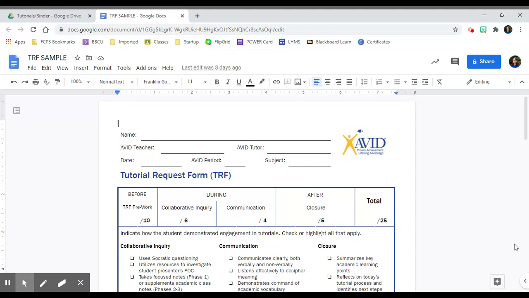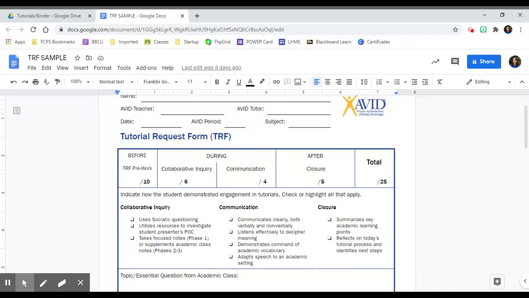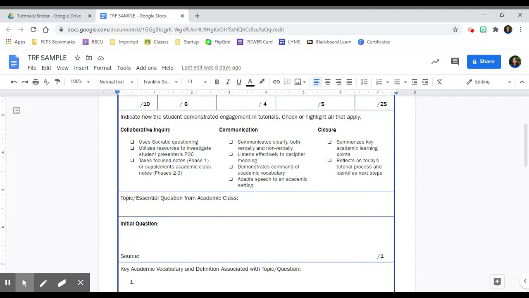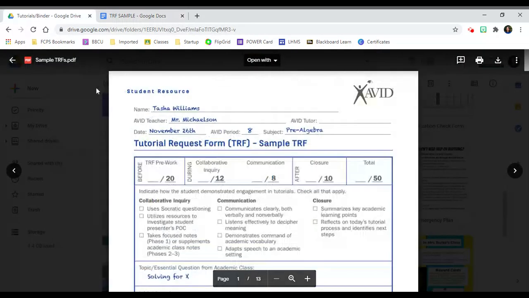So here's how to complete a TRF. Up top here, these are all boxes for grading. So the tutors will use these boxes to help them grade. The topic or essential question from an academic class. Well, here's a sample.